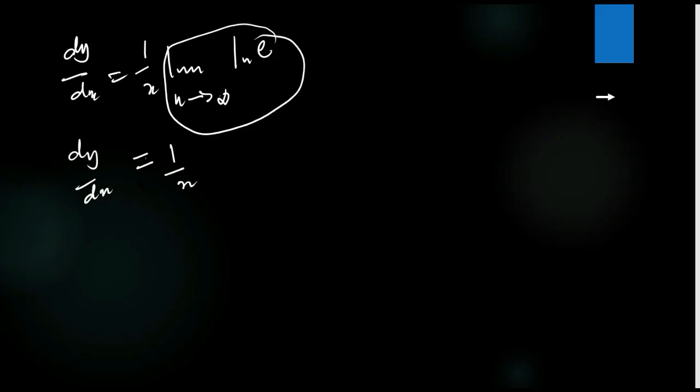Let's open another slide. Now, confidently, I can say that dy/dx is the same thing as 1 over x times the limit as n tends to infinity of ln e. Obviously, ln e is the same thing as log e base e, so everything here tends to 1. So this is equal to 1 over x. dy/dx equals 1 over x.